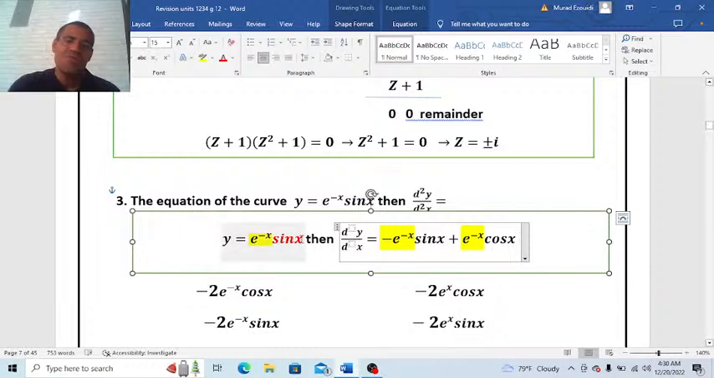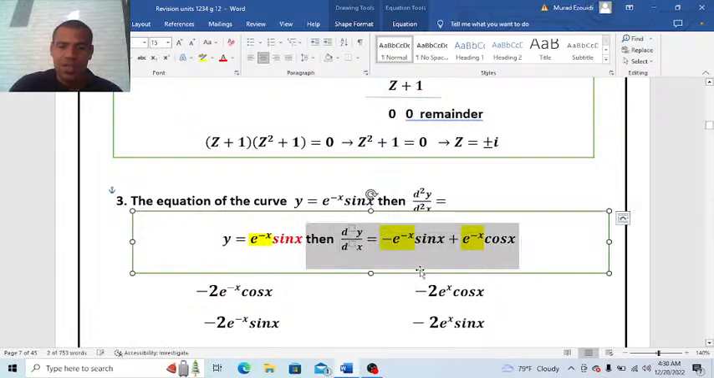But the question is looking to find the second derivative. To find the second derivative, my learners, you are going to differentiate this again.